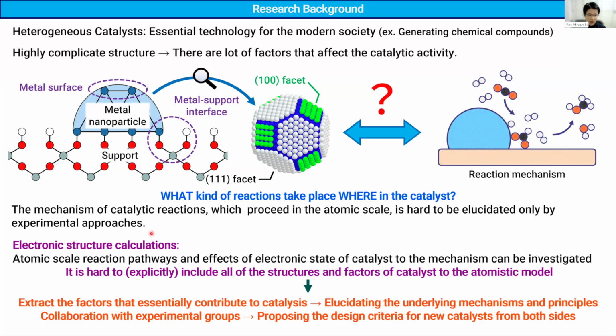Then we need to extract the factors that essentially contribute to the catalysis, which enables us to elucidate the underlying mechanism and principles of the catalysis. And I also want to stress that we need collaboration with experimental groups, because by using both sides of the narratives, from theory and experiment, we can propose design criteria for new catalysts from both sides. So this is a very general introduction to heterogeneous catalysis with electronic structure calculation.